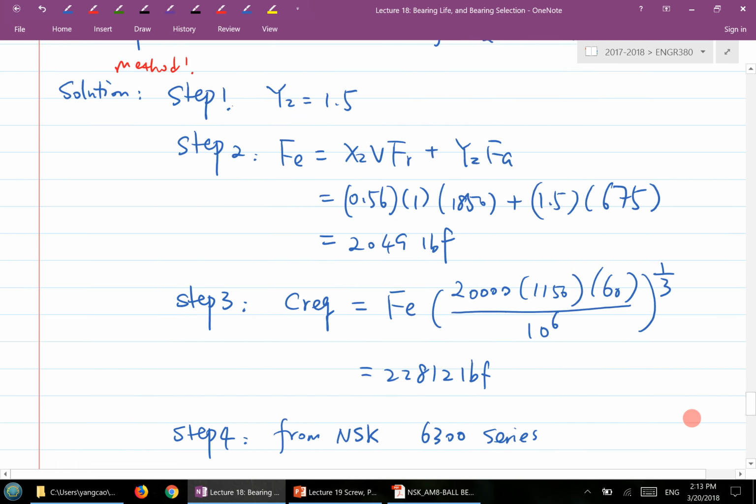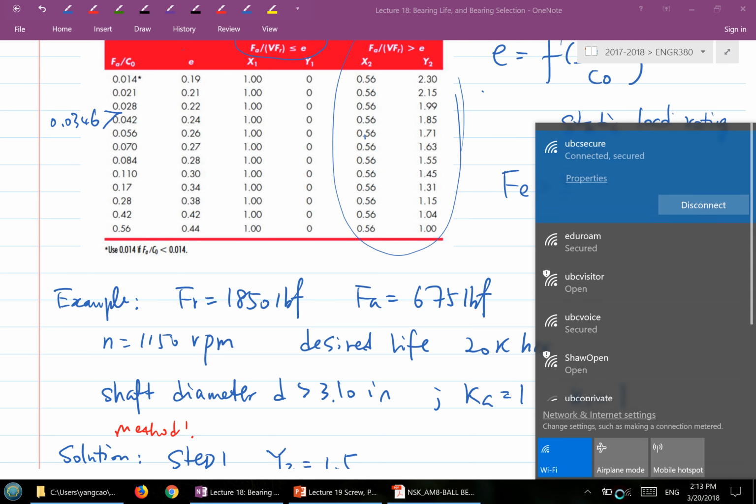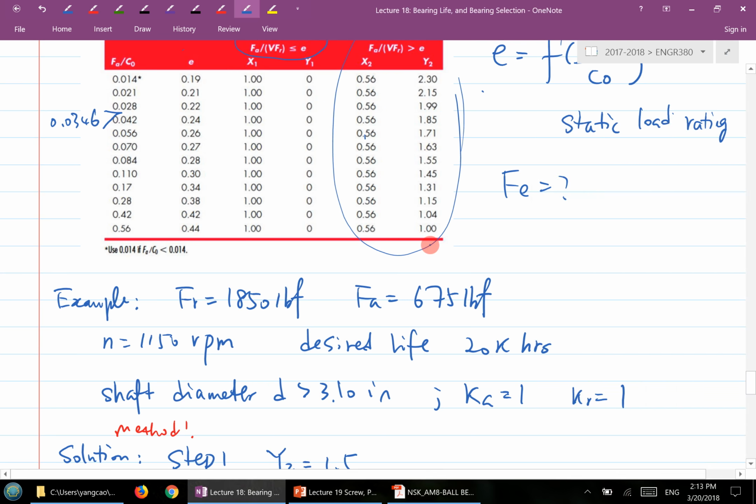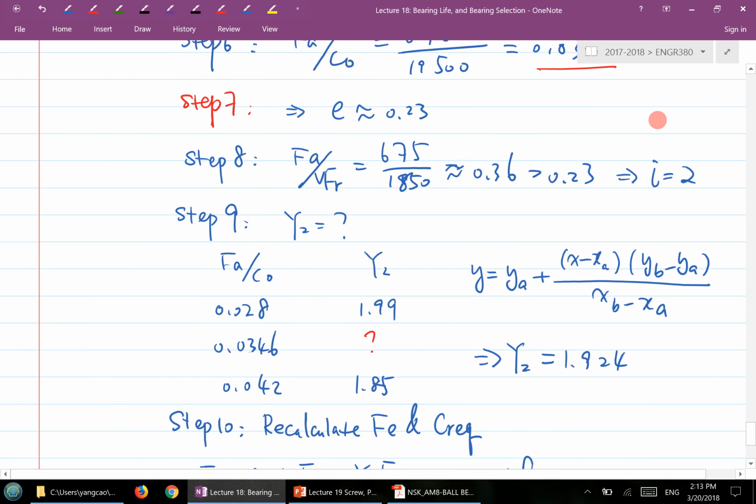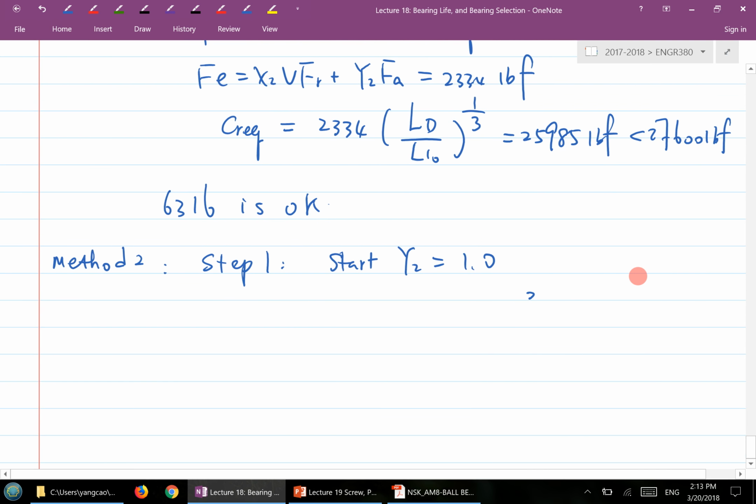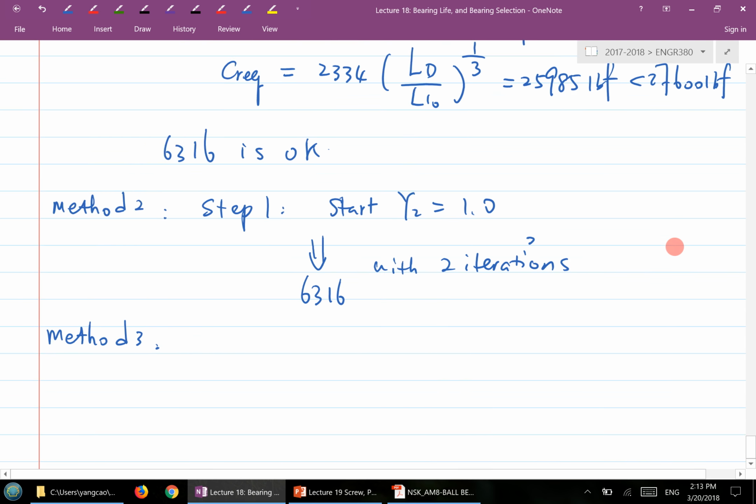If you look at this table, the smallest value for y2 is 1.0, and you can start from 1.0. That's a very extreme value in this particular case. You can try this, and you will still end up with a 6316 with 2 iterations. So not much difference if you try this method, just starting the y2 with different values.